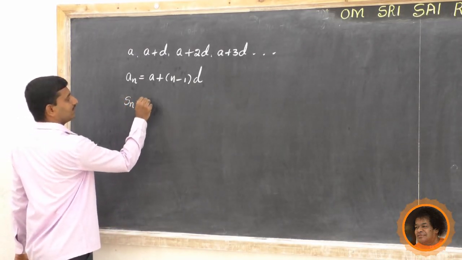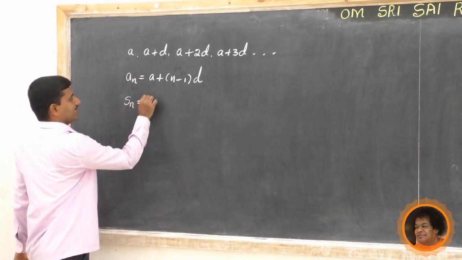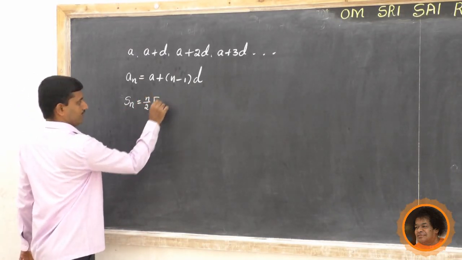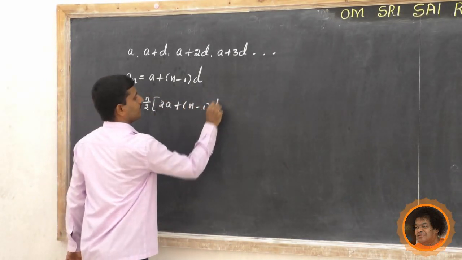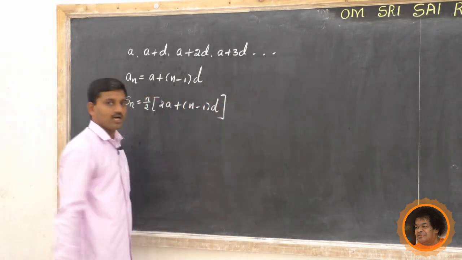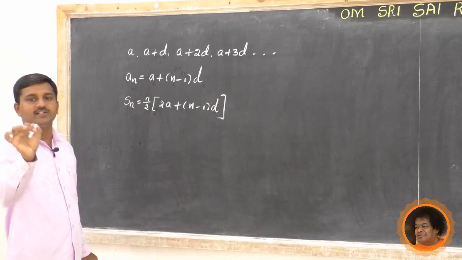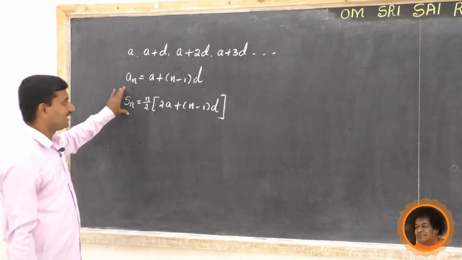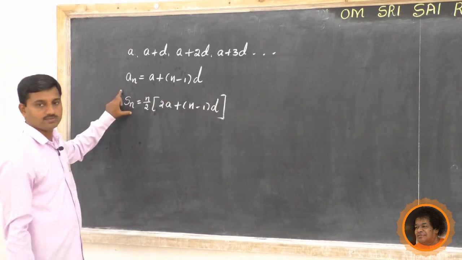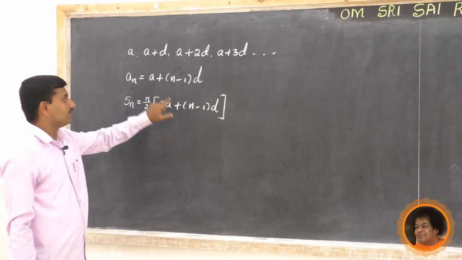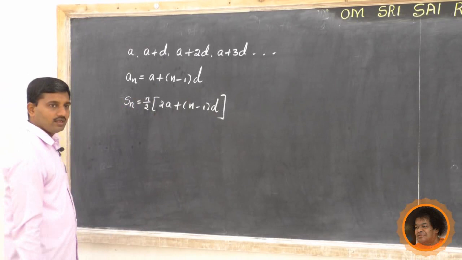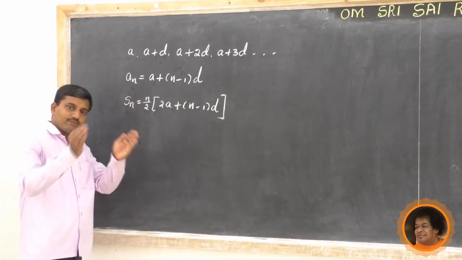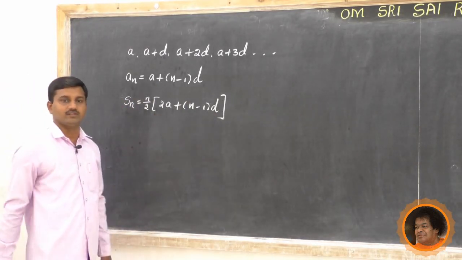What is the formula? Just recall the formula. n by 2 into (2a plus (n minus 1) into d). So this is the formula to find the sum of n terms of an arithmetic progression. Here Sn is the sum of n terms, n is the number of terms, a is the first term, d is the common difference.